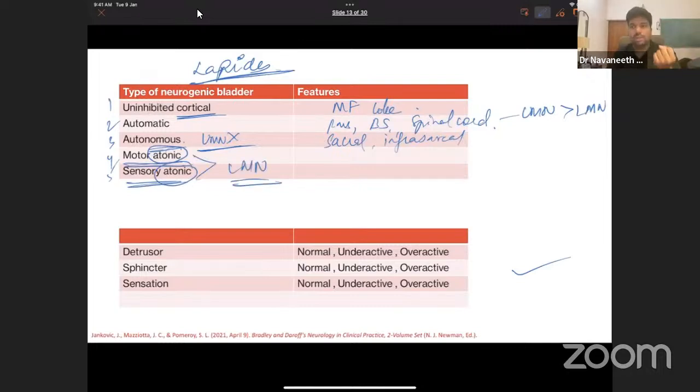So there is no tone in the bladder. The detrusor is completely flaccid. It's going to become big and big and big and continue to store because there is no problem with storage, no problem with the UMN. So it is going to become very big. The weight of the bladder will jump down. The pelvic floor will loosen up. The sphincter opens on its own without neural regulation, and the dribbling of urine happens. That is called overflow incontinence. So overflow incontinence happens in motor and sensory atonic bladder, but in sensory atonic bladder, the sensory nerves are gone.